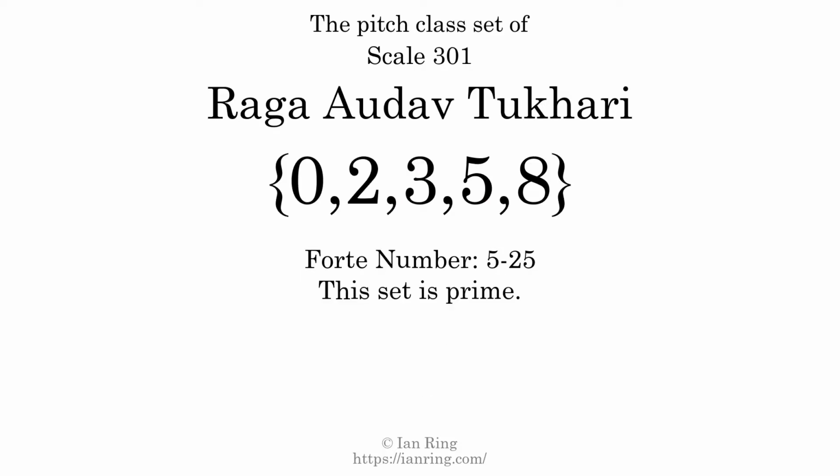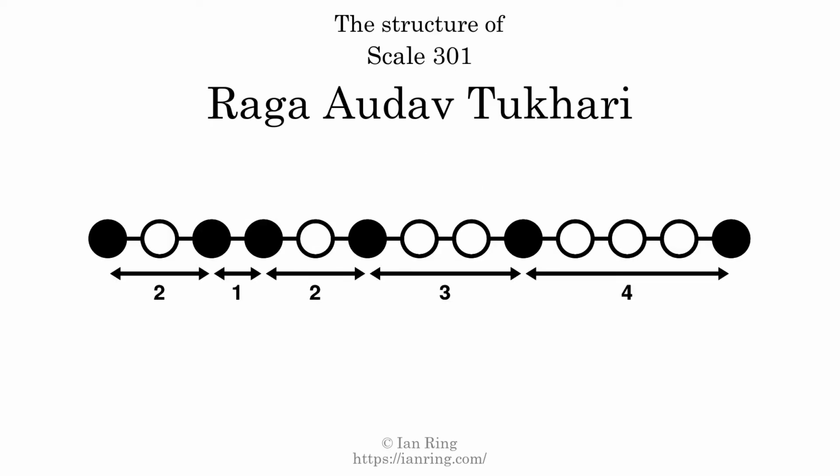The pitch class set for this scale is 0, 2, 3, 5, 8. The forte class is 5-25. This set is prime. The structure of a scale is a description of the interval distance between each successive tone. This scale has a structure of 2 1 2 3 4.